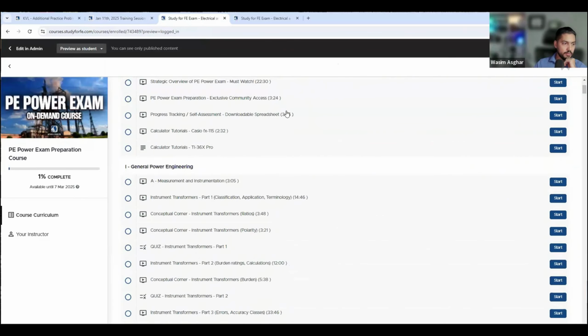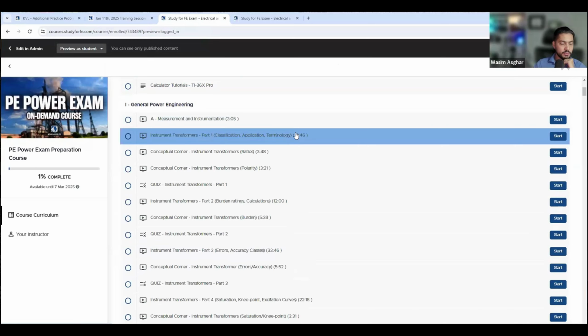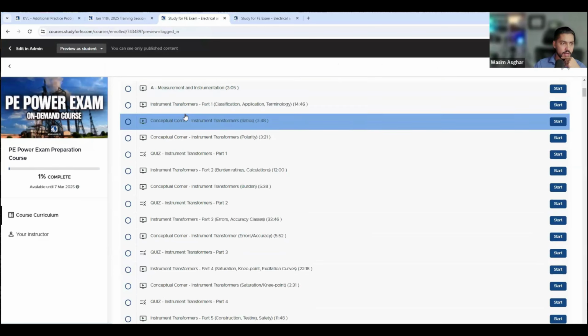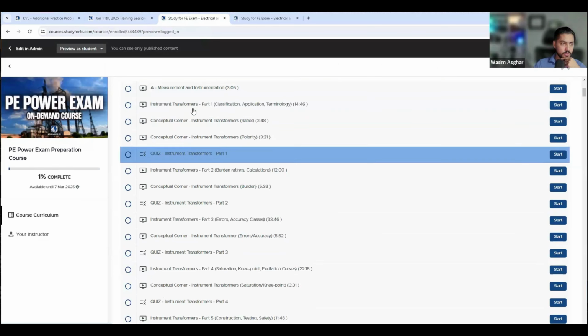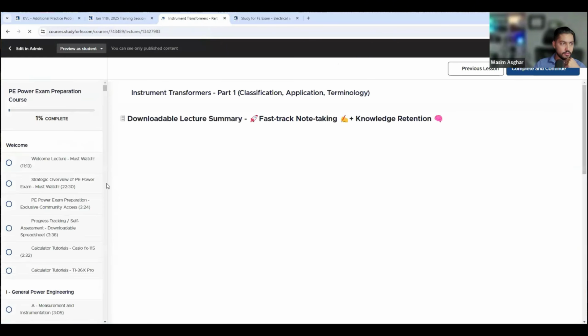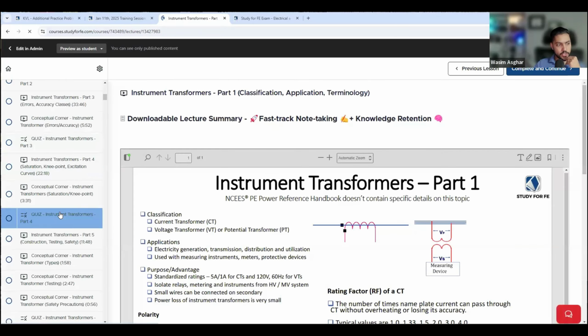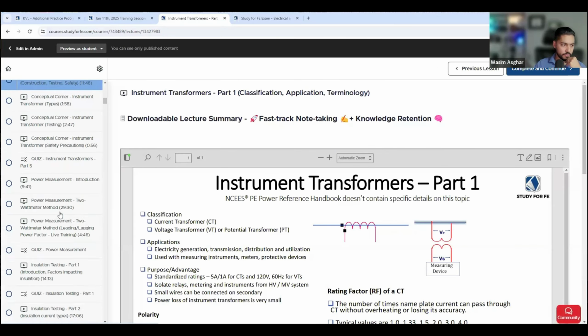As far as the PE power program is concerned, let me just quickly show you. Remember I told you about the instrument transformers, that they are not even mentioned in the reference handbook. So when you check this out, part 1, instrument transformers, conceptual corner quizzes. And then you have part 2, part 3, part 4, part 5, detailed explanations, multiple quizzes, and so on.